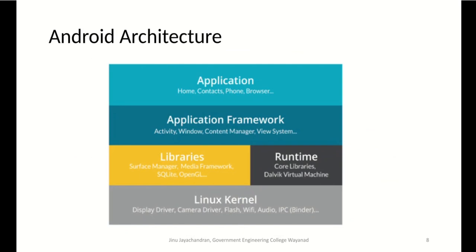So there are different layers in our architecture. The bottommost layer is called the Linux kernel. We'll see what all the functionalities of the Linux kernel are. The Linux kernel will be interacting with libraries and runtime libraries. Above libraries and runtime, you have the application framework, which will interact with libraries and runtime. And above the application framework, you have applications, which interact with the application framework, and applications are used by users.